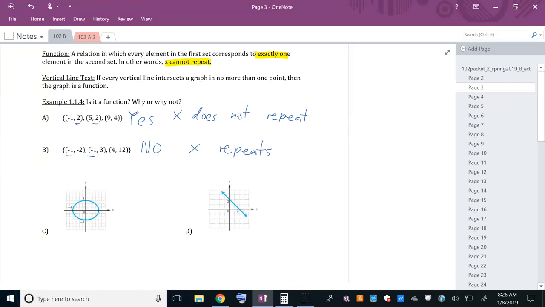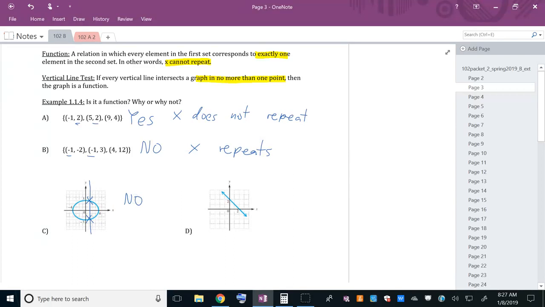Now our function definition works pretty well for sets of numbers, but what if we've got a graph? Here, the vertical line test sometimes is a little easier. It says that if every vertical line intersects a graph in no more than one point, then that graph is a function. So let's look down at C here. Looks like an oval. If I draw a vertical line right there, I just hit that graph 2 times. So that is not a function.